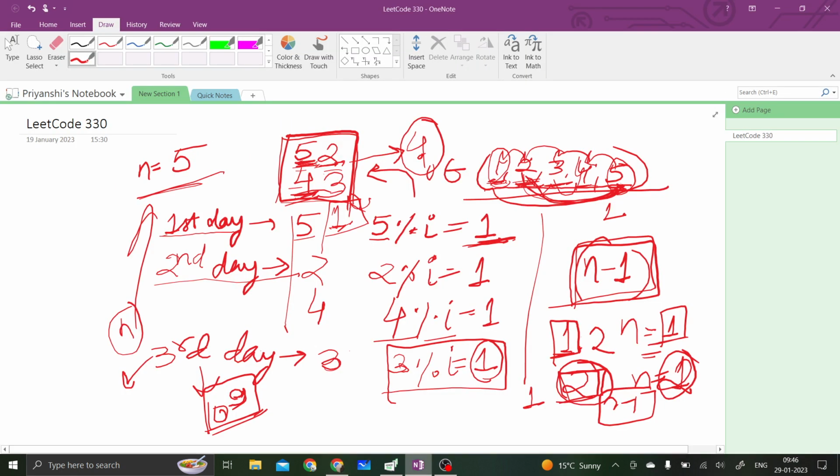And it is also evident that all the adjacent numbers will produce 1 if we take modulo, except for 2 and 1. Only for this pair we will not be getting it.